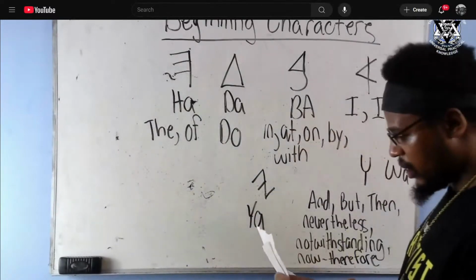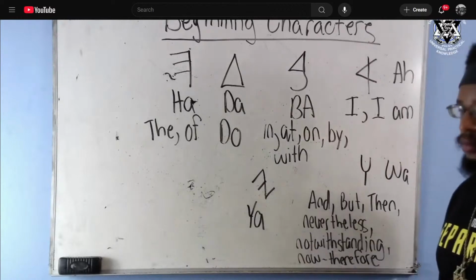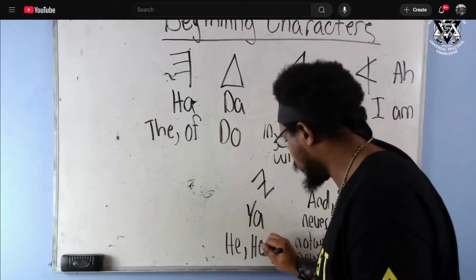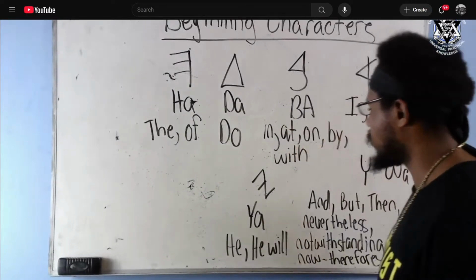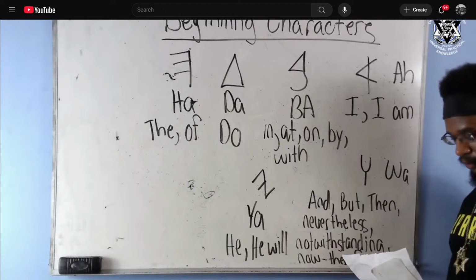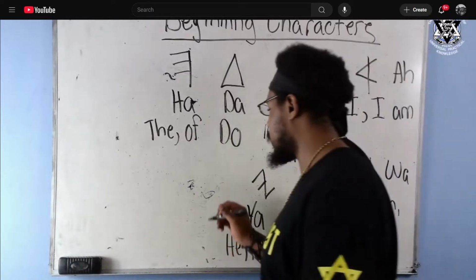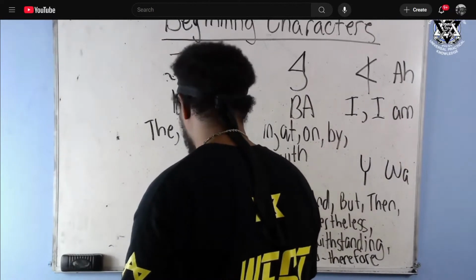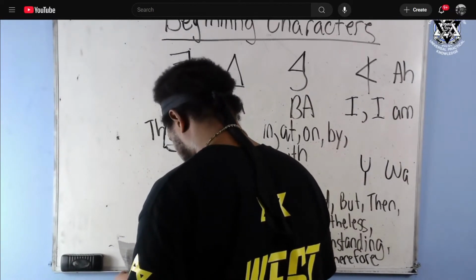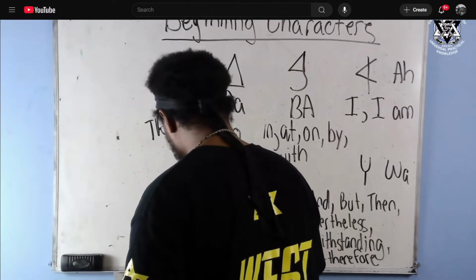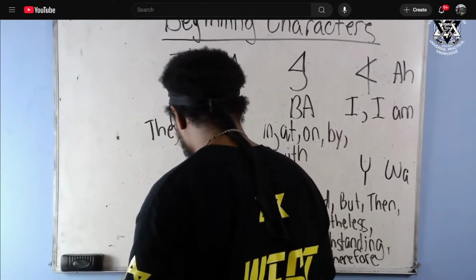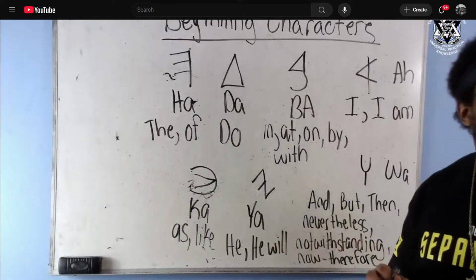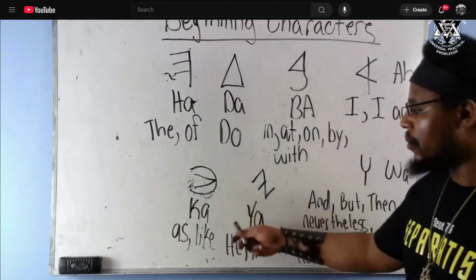Ya means he or he will at the beginning of a word. Ya means he or he will. Ka means as or like. That's what Ka means. Ka means like or as.